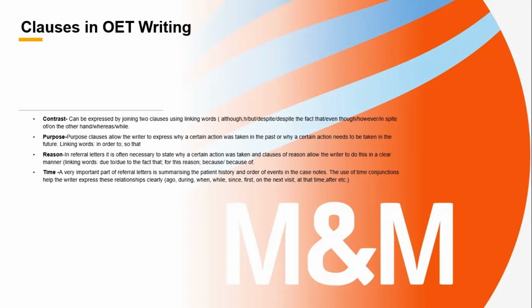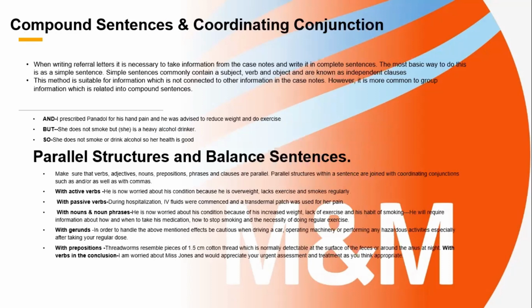So when we have to use a dependent clause first and an independent clause afterward, we should use a comma in between. This is the rule for all of these things, right? Similarly, for time clauses: at the time of admission, he was administered, let's say, such-and-such medicine, right? And last, we have compound sentences and coordinating conjunctions.